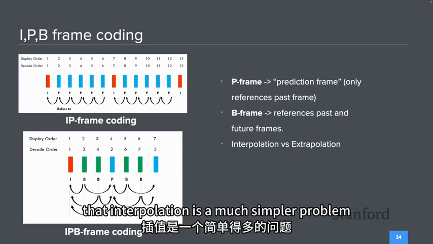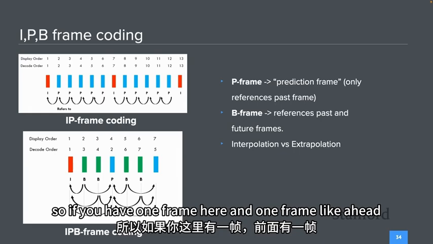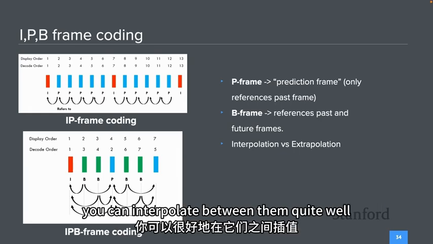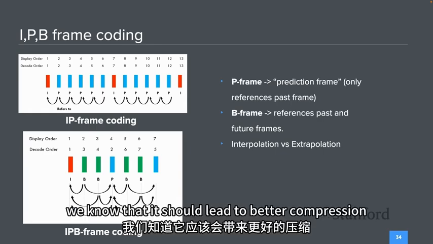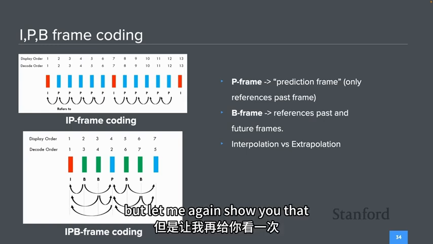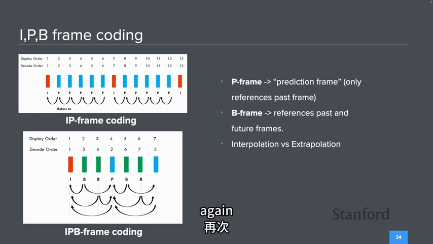Interpolation is a much simpler problem. So if you have one frame here and one frame ahead, you can interpolate between them quite well. Yeah. Cool. We know that it should lead to better compression, but let me again show you that. Again, maybe we'll do that later.